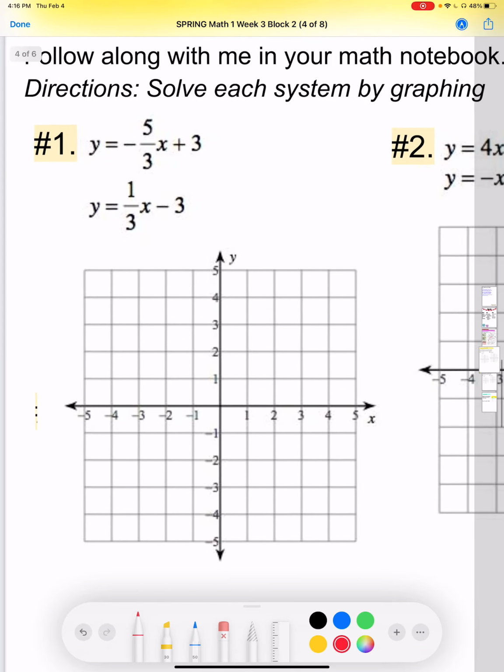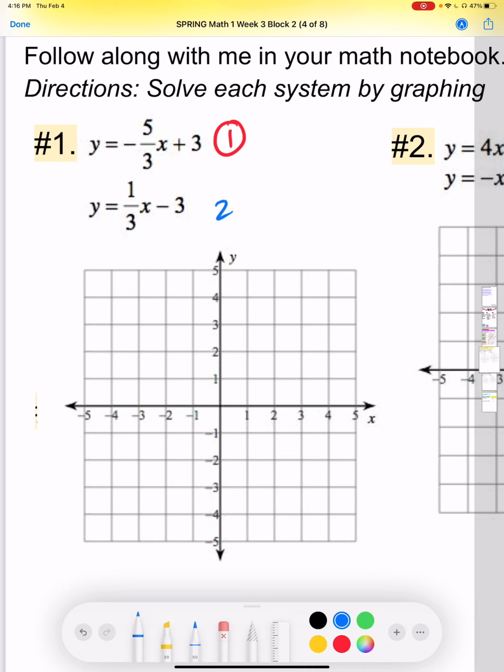For number one, you have two equations. The first one is y equals -5/3 x plus 3. The second one is y equals 1/3 x minus 3. So what I'm going to do is go ahead and graph my equations. I'm just going to number them. Here's equation 1. Here is equation 2. Actually, I'm going to even use different colors.